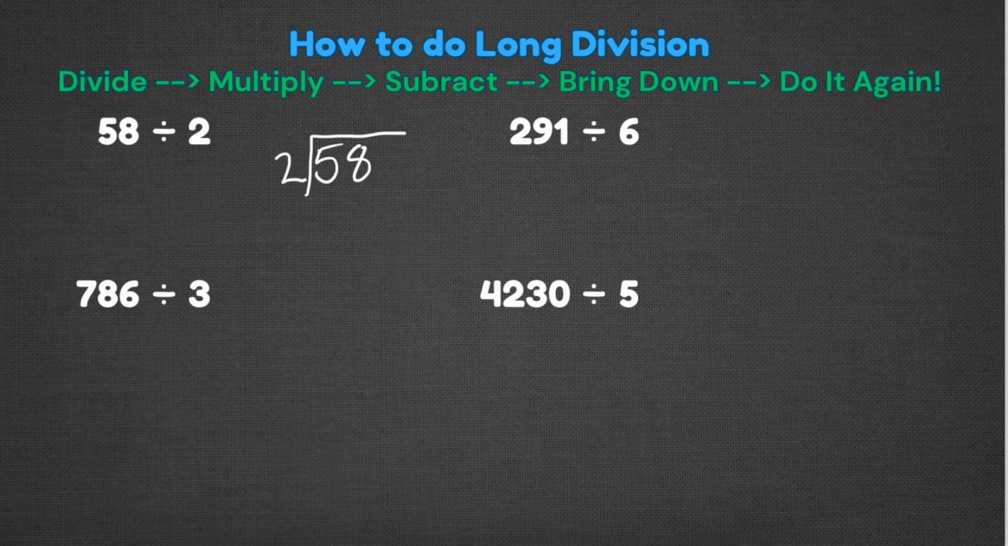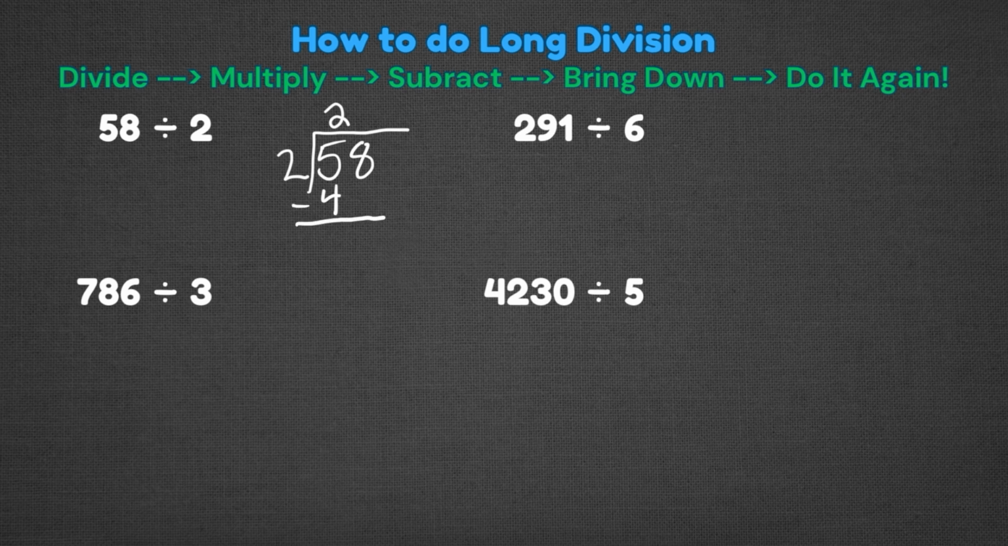So you look and you think, how many times does 2 go into 5? Well, 2 goes into 5 2 times. And then what you do is you multiply the 2 by the 2, and we write the 4 right here. Then we subtract to see what's left over. And we have 5 minus 4 is 1. And then we pull down the 8, and we start all over again.